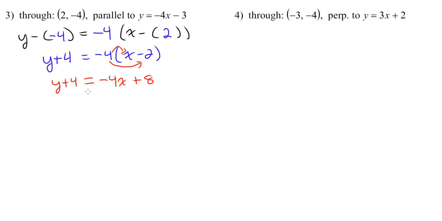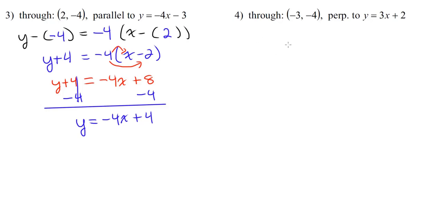And now, finally, all we have to do is get rid of this 4. So we're going to subtract 4 from both sides. On the left, these cancel out, leaving us with y. And on the right, 8 minus 4 is 4. So that's our answer. Y equals -4x plus 4.